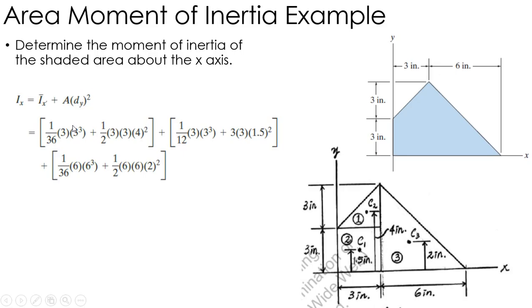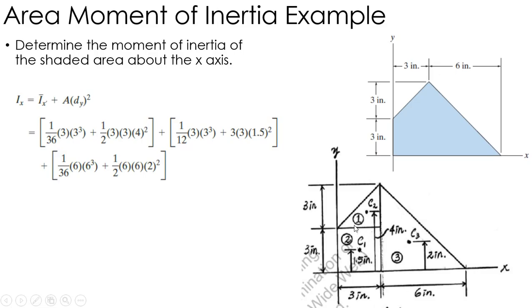Okay, so start with the small triangle. Looking up in the back of the book, the moment of inertia about its centroid is 1/36 times base times height cubed. So 3 by 3 cubed, plus the area, which is 1/2 base times height, 3 times 3, times the distance away squared, which again is that distance of 4 from the centroid of the small triangle to the x-axis.